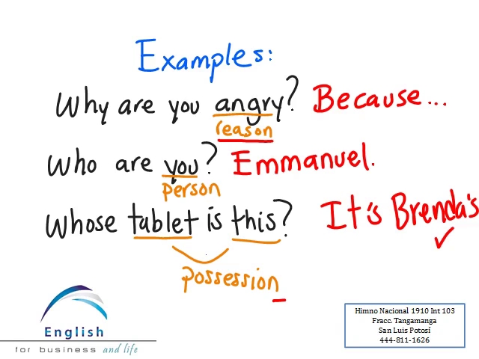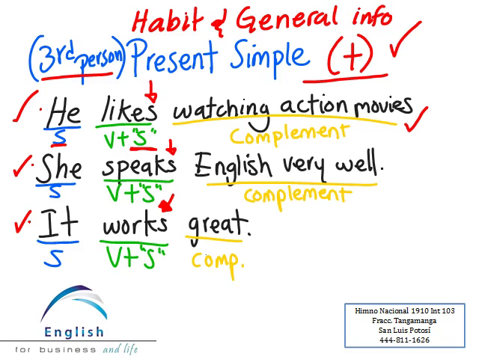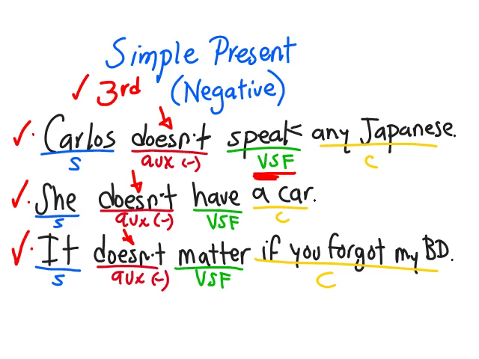And finally, we have our simple present form of the third person. This is very important. Don't forget habits and general information. And the negative form, our auxiliary doesn't, and our verb in simple form, not with the S. Okay, and that would be it.